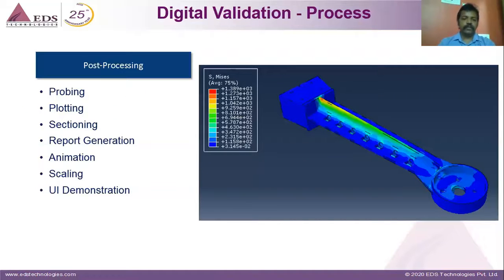So in the post-processing stage, on the screen you try to see multiple colors. The band would be from blue to red. That doesn't mean that red is the portion where it is going to fail.